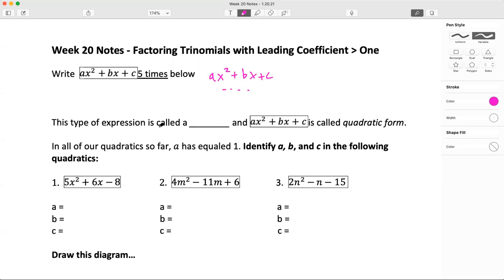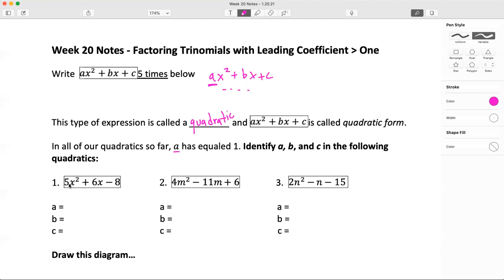So this type of expression is called a quadratic. And ax squared plus bx plus c is called quadratic form. So when I say quadratic, now you'll know what I'm talking about. In all of our quadratics so far, which we have been working with for the last 7 weeks or so, the a term right here has been 1. Okay? That's why we haven't written it down there. It's just been 1, so it wasn't necessary to write.